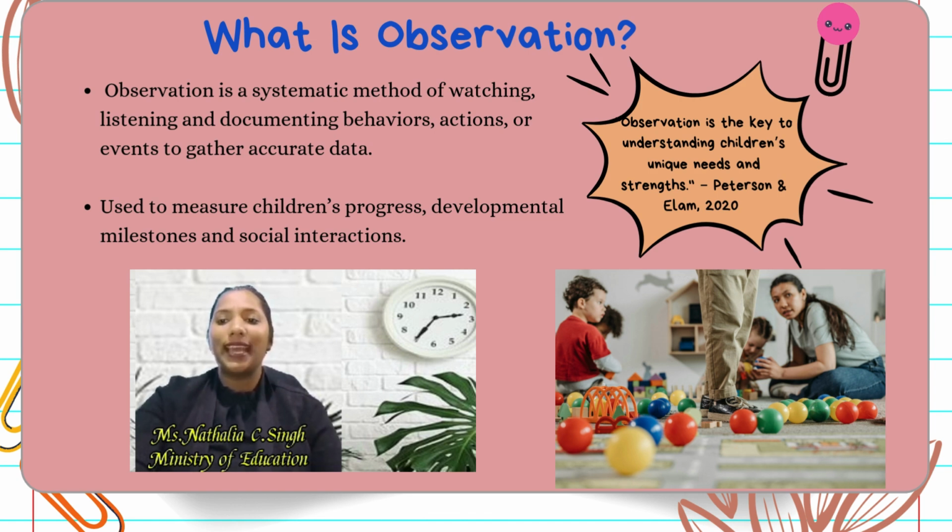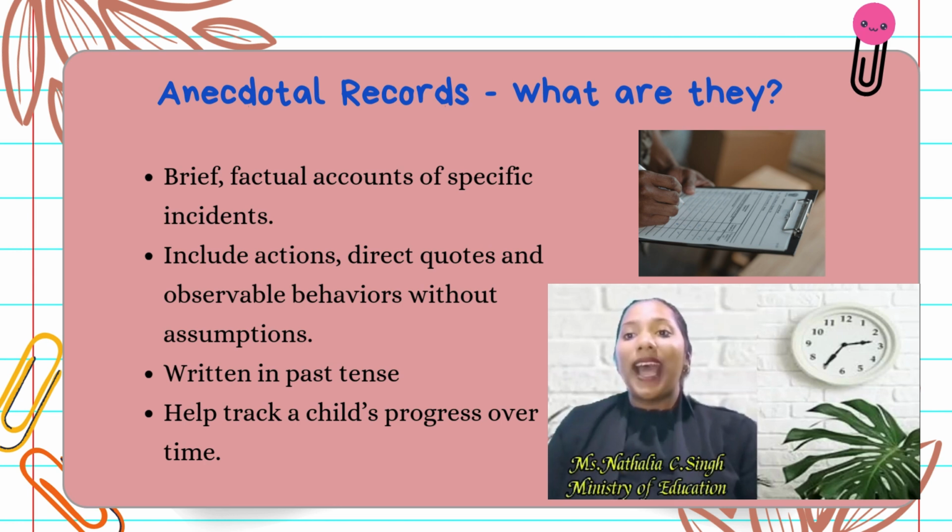On the screen, you'll see an image of a teacher observing children in a classroom. This is a great example of how observation happens in real-world settings, quietly, intentionally, and with a focus on understanding. Now let's talk about anecdotal records. These are brief factual accounts of specific incidents or behaviors. They include actions, direct quotes, and observable behaviors without any assumptions or interpretations.